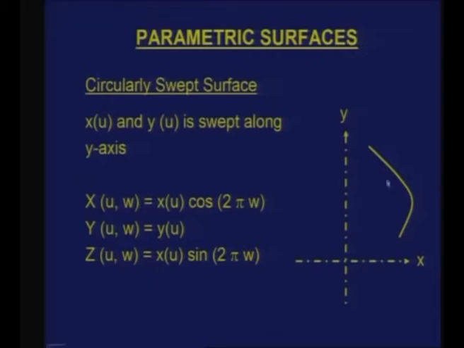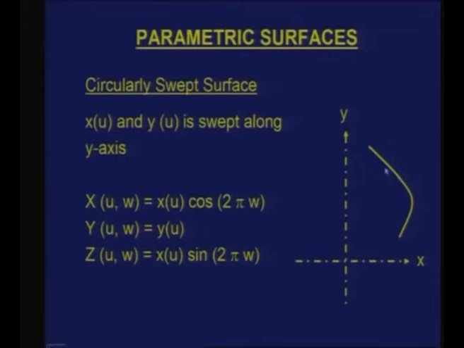Now, let us look at a curve, let us say a parametric curve which is a function of u. This is a curve lying in the xy plane. So, you have x and y as parametric functions of u. Now, this is swept along the y axis. When I sweep it along the y axis, I have x, y, z. Now, this capital X, Y and Z represent the coordinates of the surface which is obtained, which is a function of u and w. What happens to the x coordinate of any point?